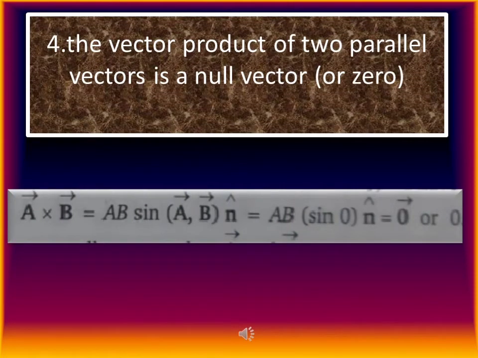Property number 4. The vector product of two parallel vectors is a null vector or zero vector. That is, vector A cross vector B is equal to AB sin of the angle between vector A and vector B, n cap. We have the value sin 0. That is, two vectors are parallel means the angle between those two vectors will be 0, and sin 0 is equal to 0. By substituting the value here, we will get vector A cross vector B is equal to AB sin 0 n cap, that is AB into 0 n cap, that is 0 vector or null vector.